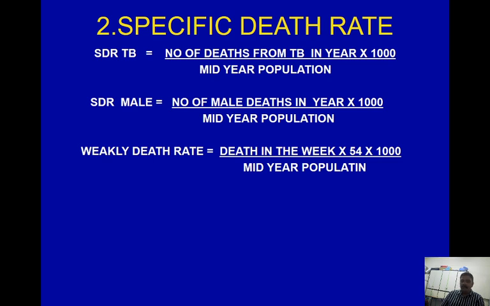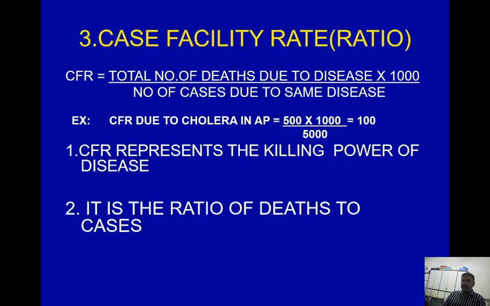It tells you how many of them are dying specifically because of a certain specified cause, or a specified group, or specified duration, or specified age group, or specified sex group, and stuff like that.